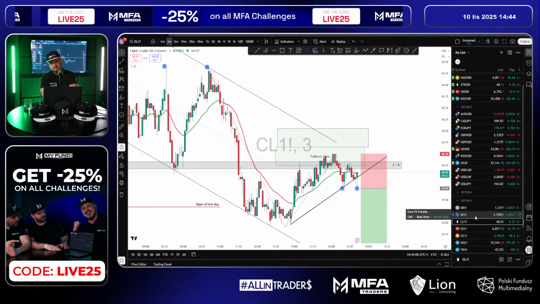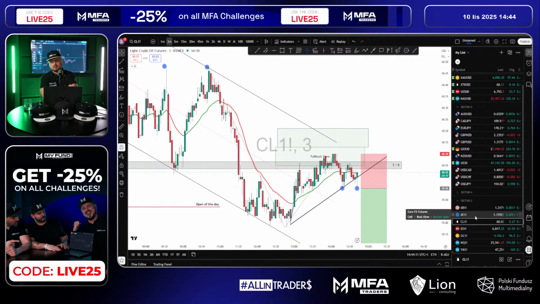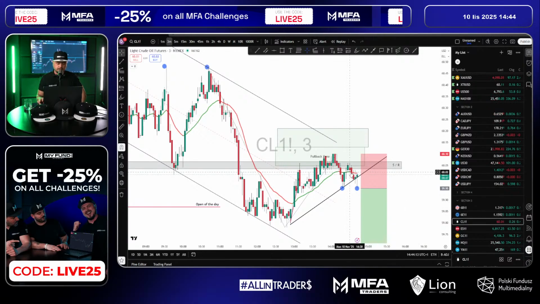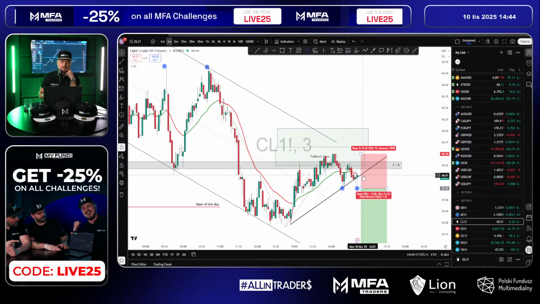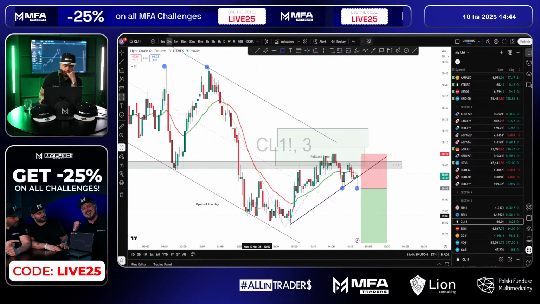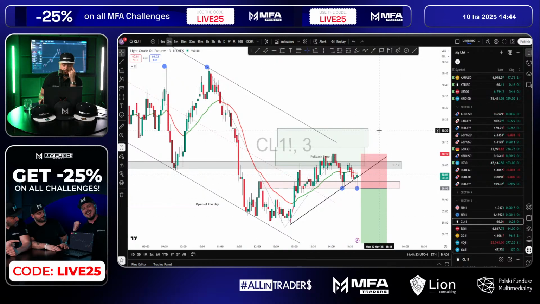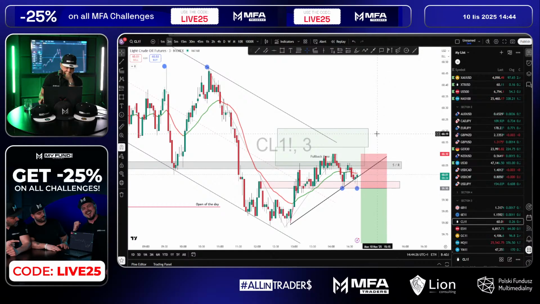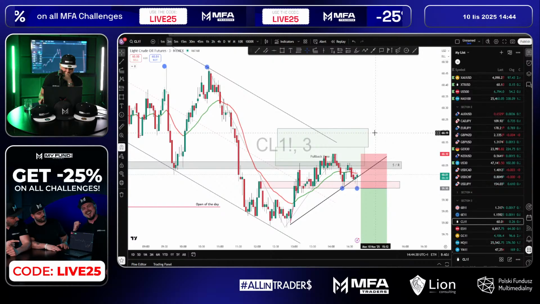I don't see sellers. I cannot see sellers, guys. We are still bouncing over here. This is some kind of support zone as well. You can mark that, of course. Come on.